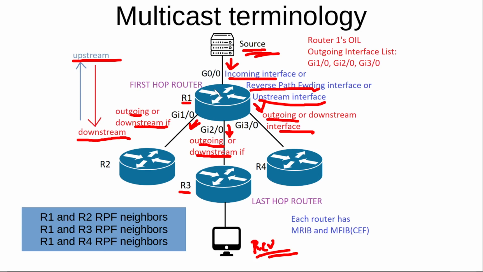Remember that the router that is closest to the source is known as the first hop router, and the router that is closest to the receiver is known as the last hop router.